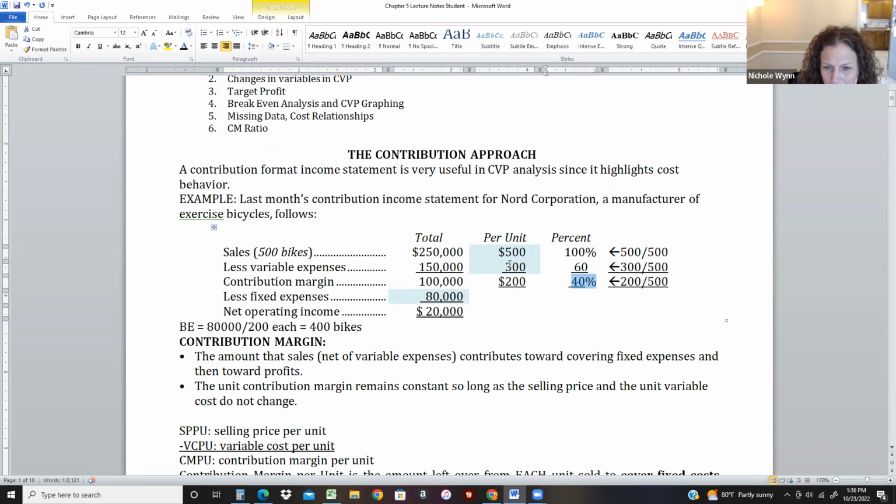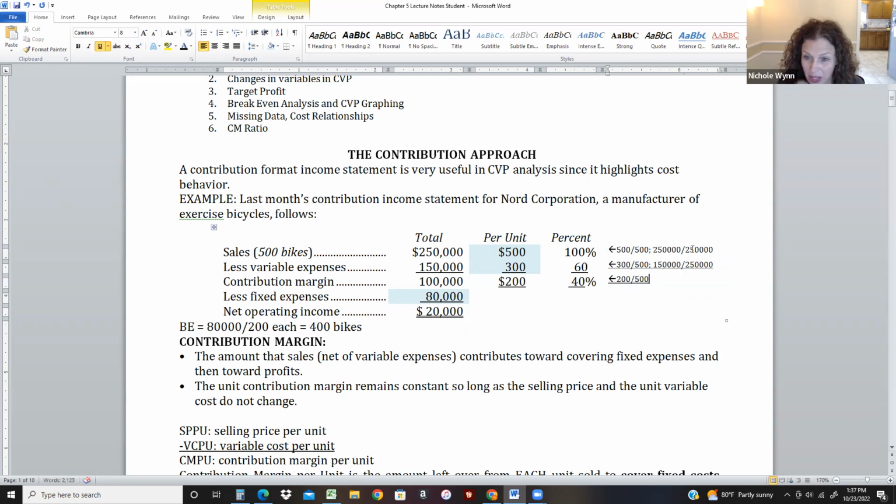You don't have to use the per units to get this though. You can actually use the totals instead. And so I'm going to have to make these significantly smaller. Let me take these and change the font to be super little so that I can write more over there. Okay. So instead of 500 over 500, you can also use the totals. So you can do 250,000 divided by 250,000. And you can do 150,000 over 250,000.